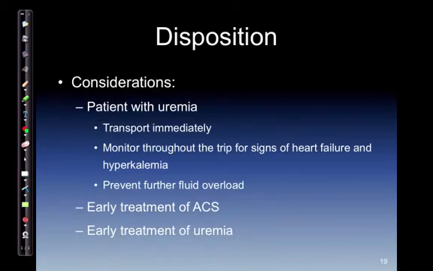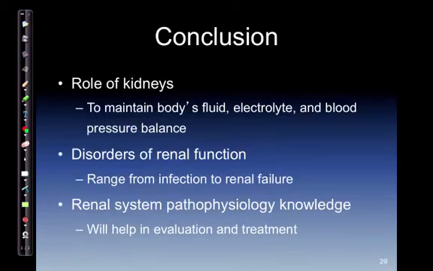Disposition considerations: the patient with uremia, transport them immediately and monitor throughout the trip for signs of heart failure and hyperkalemia, and prevent further fluid overload. Early treatment of acute coronary syndrome, or ACS, is early treatment of uremia as well. In conclusion, the role of the kidneys is to maintain the bodily fluid, electrolyte, and blood pressure balance of the body. Disorders of renal function range from infection to renal failure. Knowledge of the renal system's pathophysiology will help you evaluate and treat the patient appropriately.